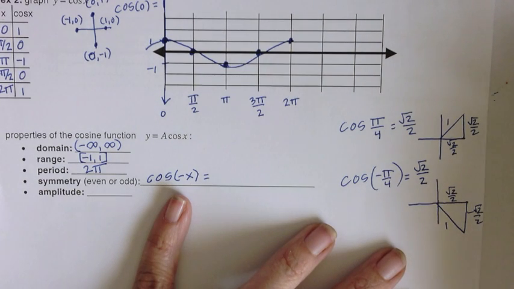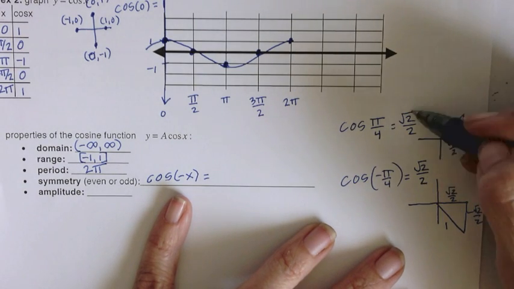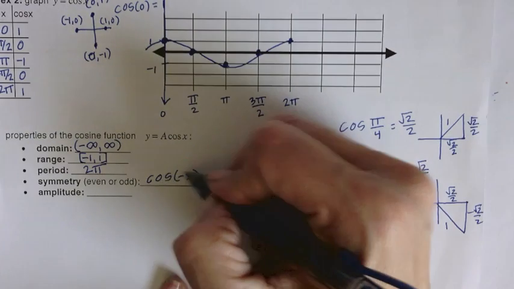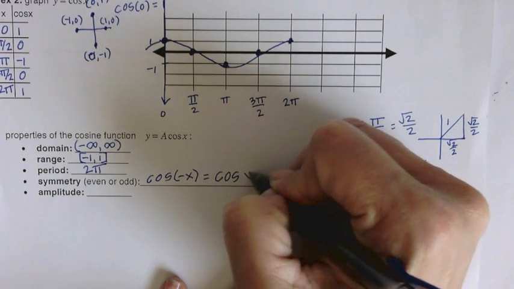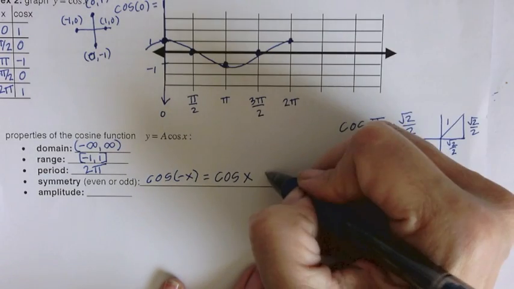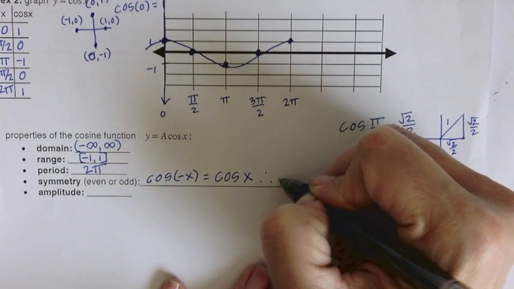Cray cray, right? I mean, they're exactly the same. So what that tells us is if you plug in a negative angle, it's the same thing that you would get if you plugged in a positive angle. And if you get the same, it will be even.